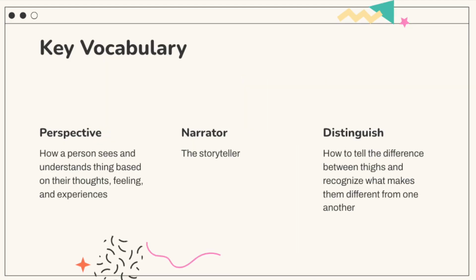The key vocabulary that we're focusing on are: perspectives, how a person sees and understands things based on their thoughts, feelings, and experiences. Narrator, that's the storyteller. Distinguish, how to tell the difference between things and recognize what makes them different from one another.